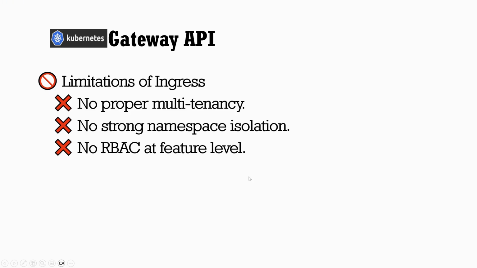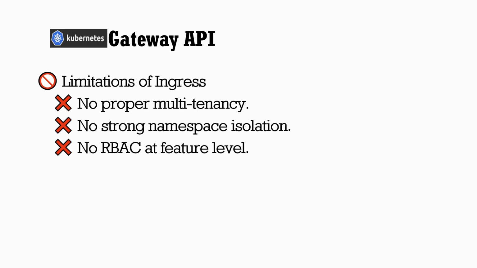No RBAC at feature level, which means no role-based access control at feature level. Ingress permissions are all or nothing. If you give someone access to Ingress, they get control over everything: routes, TLS certificates, and load balancer settings. There is no way to limit access to just one part, like allowing a team to manage routes but not security settings. So it lacks fine-grained control, which can be risky in multi-team environments.